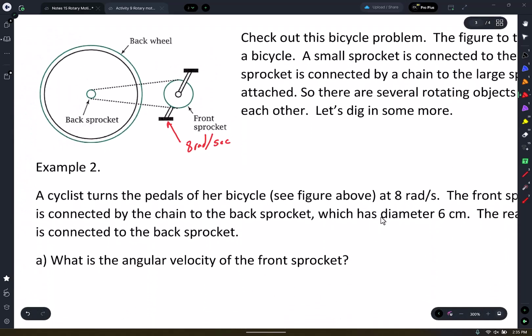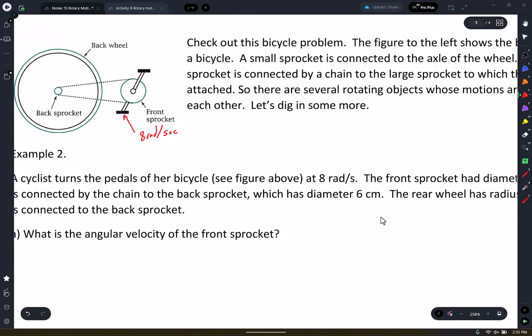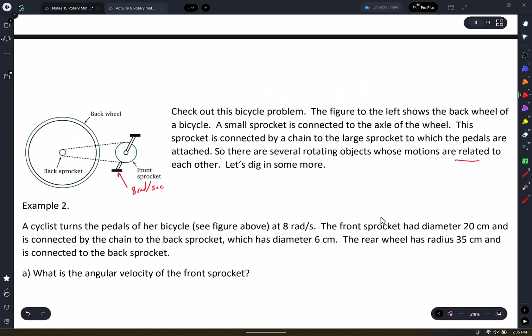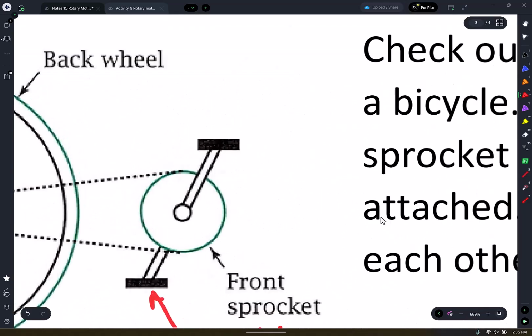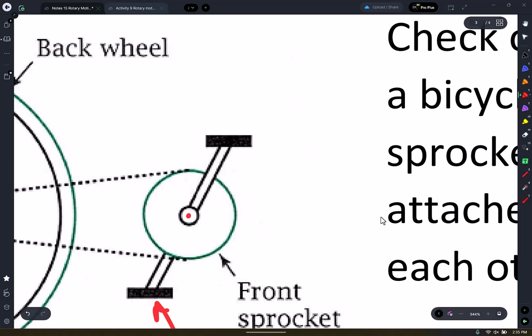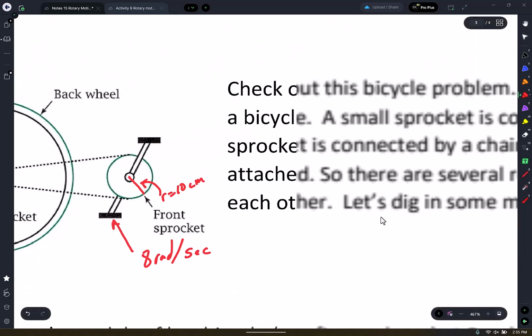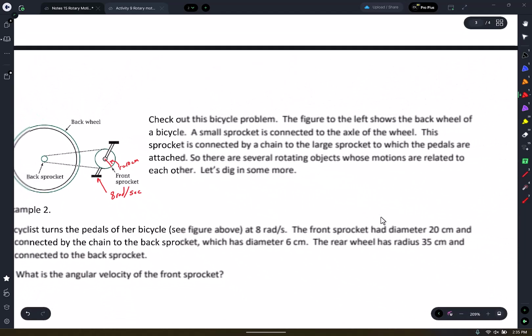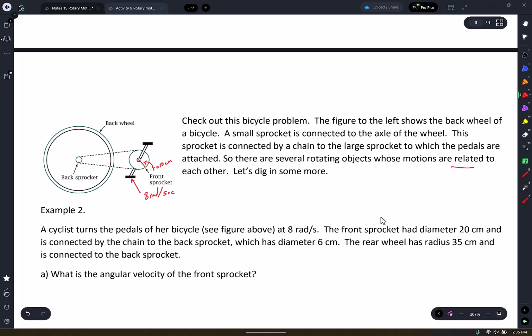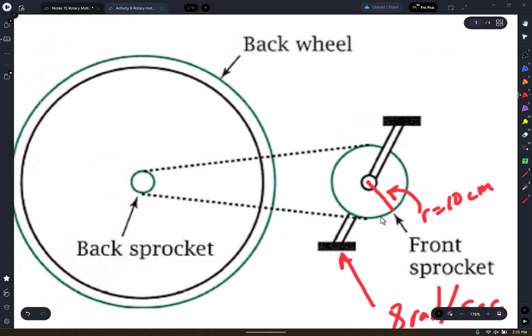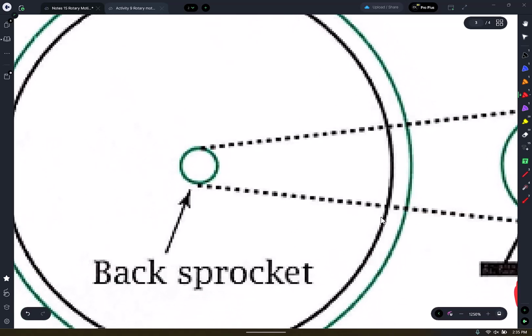The front sprocket has a diameter of 20 centimeters. If the diameter is 20 centimeters, that means the radius is 10. R equals 10 centimeters. And it's connected by the chain to the back sprocket, which has a diameter of 6 centimeters. Here's my back sprocket. If the diameter is 6, that means the radius is 3.